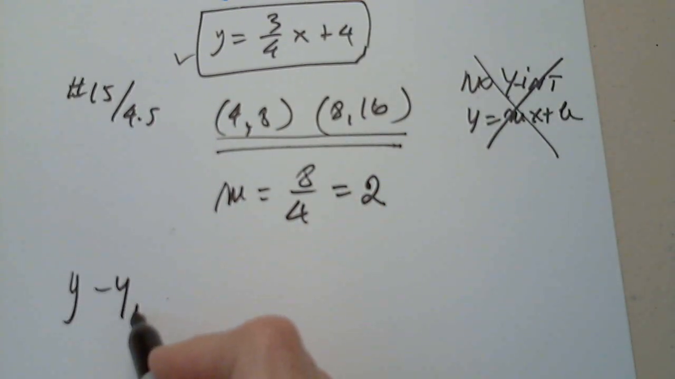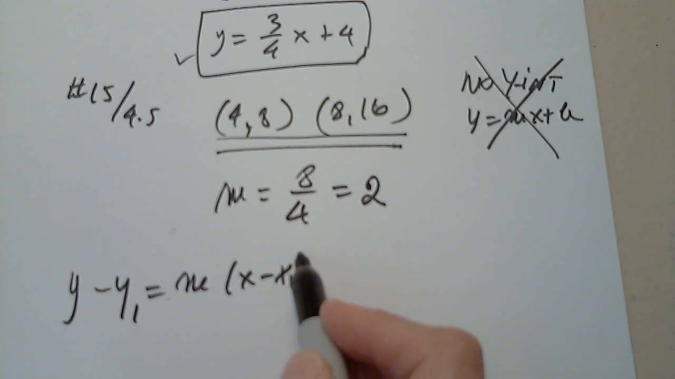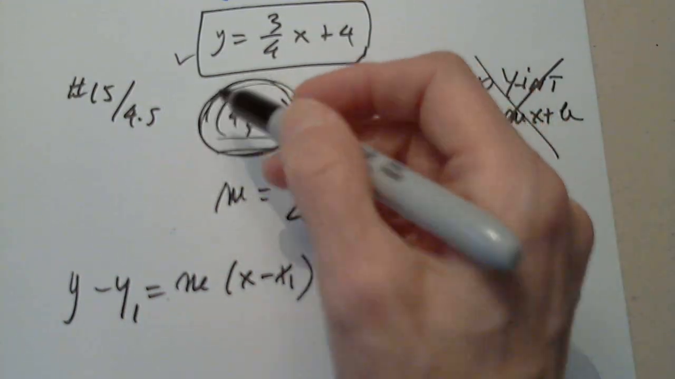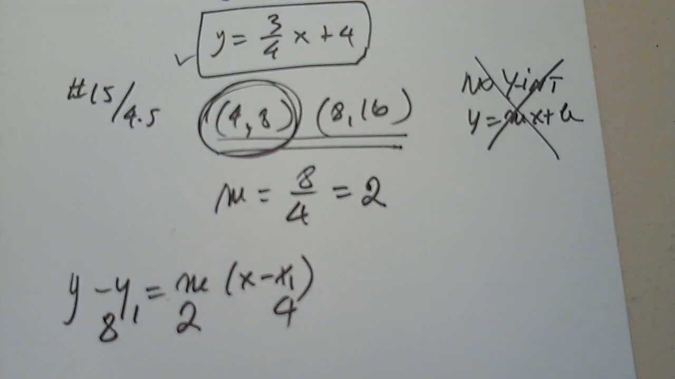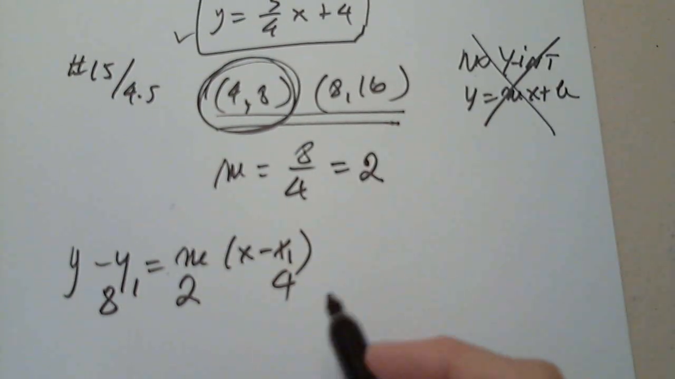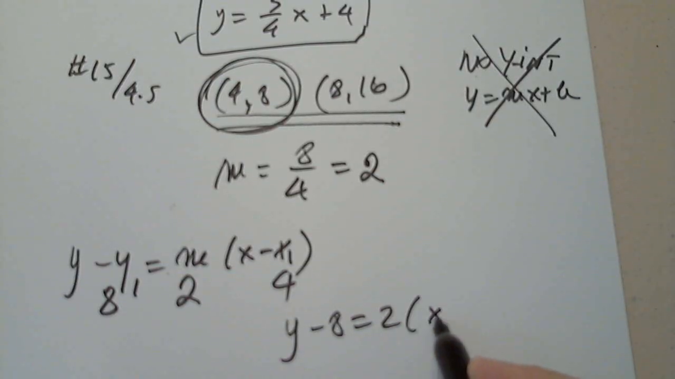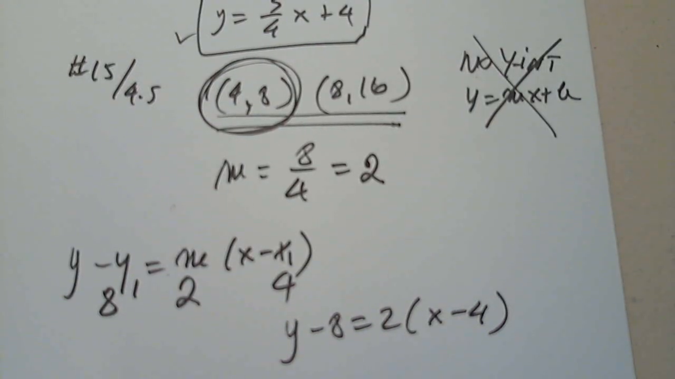So now, y minus y1 equals the slope times x minus x1. Use any point you like. I'm going to use 4 and 8 and 2. And this is the first step. They want us to enter y minus 8 equals 2, x minus 4. Then we're going to solve for y. So that's the first thing. So y minus 8 equals 2 times x minus 4. Of course, that's not what I meant. This is what I meant. Good. So this is the point slope form.